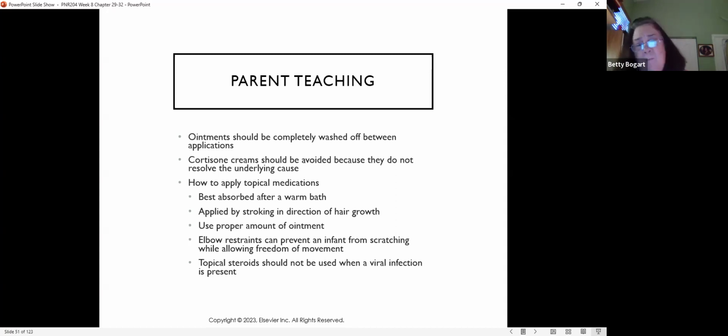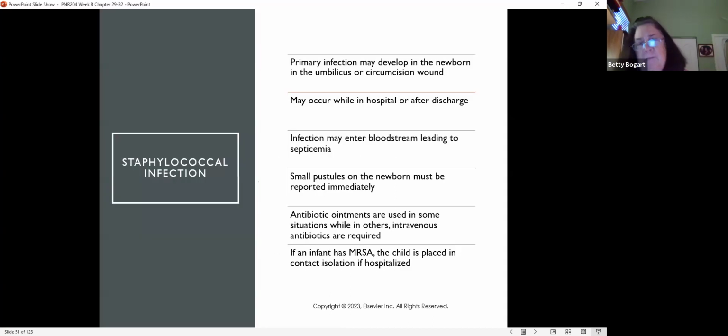Medications are best after that warm bath. Their pores are open, ready to accept it. Always apply with stroking in the way that the hair grows. And more does not make it better. I always describe that: less is best, more doesn't make it better, okay? And sometimes with infants, if it's all over their head, or even that child that was having the herpes on the face, elbow restraints keep them from getting there, itching it and spreading it. And as I said, steroids shouldn't be used, and most of them are not, even with viral types of infections.